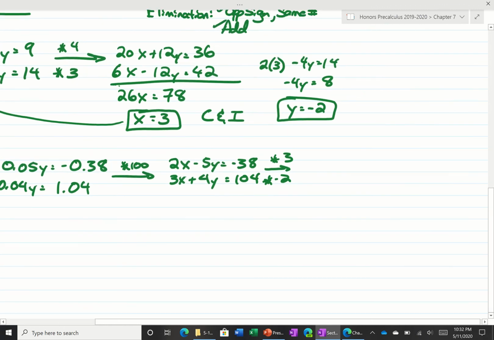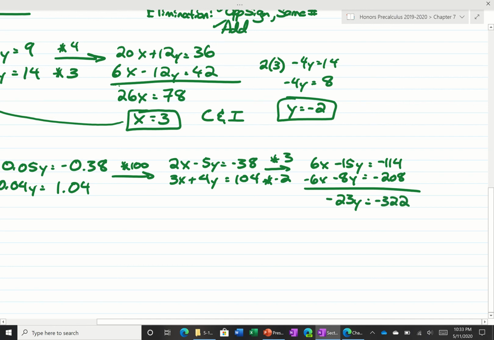Again, using elimination, we can multiply the top by 3, maybe the bottom by negative 2 to eliminate the x's. So we'd get 6x minus 15y is equal to negative 38 times 3 is negative 114. And on the bottom, we get negative 6x minus 8y is equal to negative 208. So negative 23y would equal negative 114 minus 208 is negative 322. And we get y is 14.